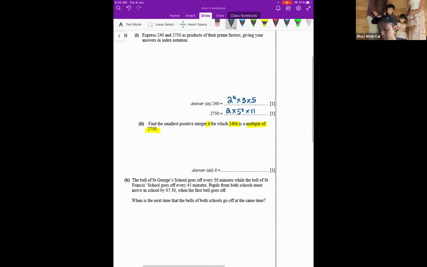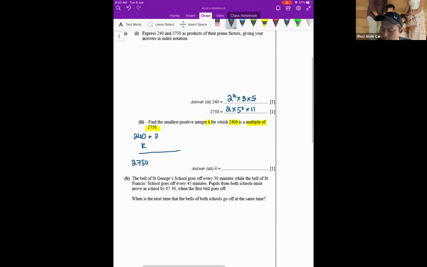Some of you got it good. Some of you still not too sure how to do this type of question. So in terms of working, I would like to write in this manner. So 240, K is here, and your final 2750. So 240 is 2 to the power 4 times 3 times 5. And 2750 is 2 times 5 cubed times 11.